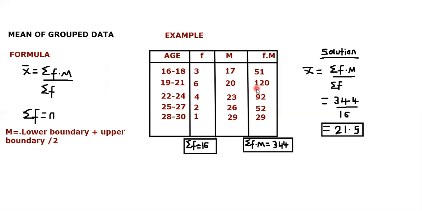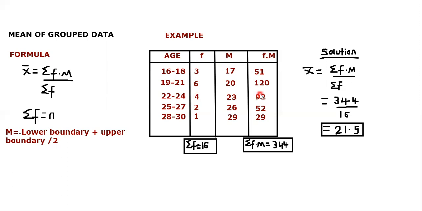Then we have the frequency times the midpoint, okay? The frequency times the midpoint, we simply just multiply the frequency value for the first age group times the midpoint for the first age group, which gives us 51. And these are the rest of the values that we get when we multiply each value, 6 by 20, 4 by 23, and so on.